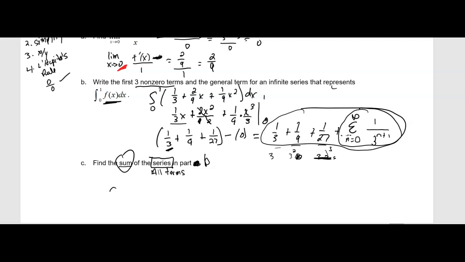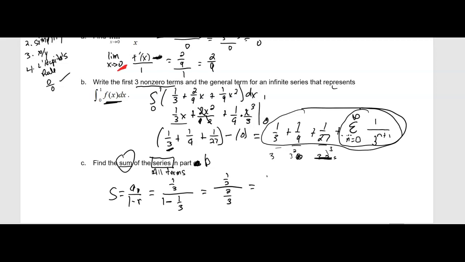So the sum of a geometric series is the first term divided by 1 minus our common ratio. The first term in this instance is 1/3. And then we would have 1 minus our common ratio, which is also 1/3. So we would end up with 1/3 divided by 2/3, giving us a sum of 1/2.